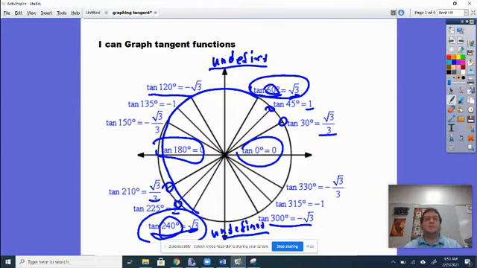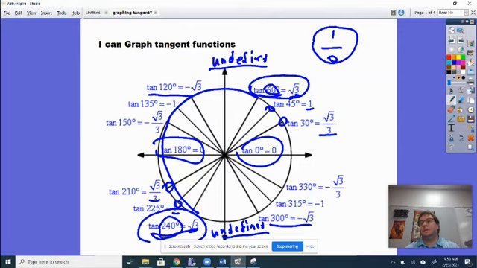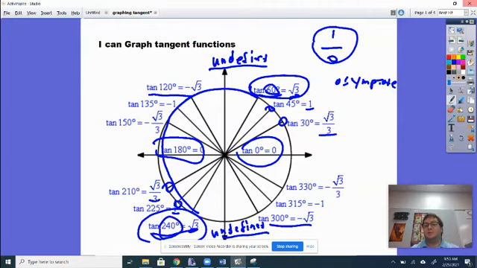Well, if you remember back to when we did rationals, there was another spot where we had undefineds. Whenever we divided by 0, we had an undefined, and anytime we divided by 0, we had that asymptote. So that's what's going to happen here too. We're going to end up with asymptotes, and it's going to be an infinite number of them, which is kind of interesting.